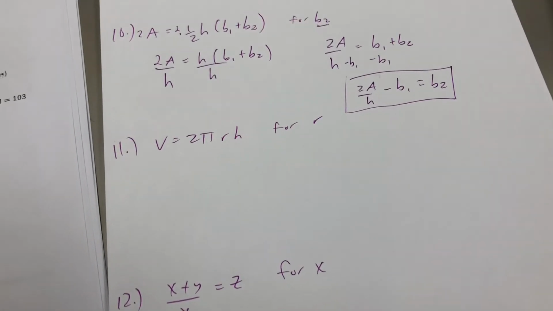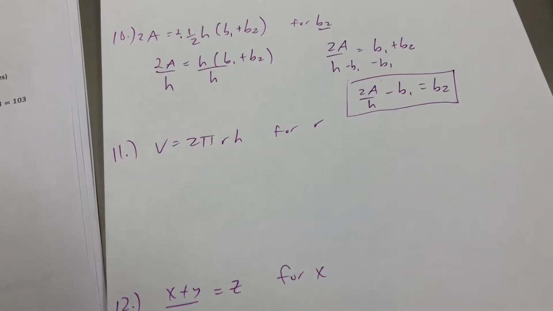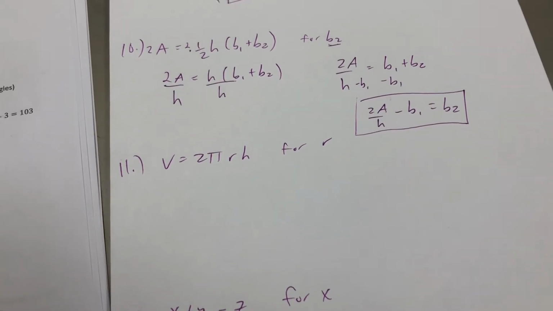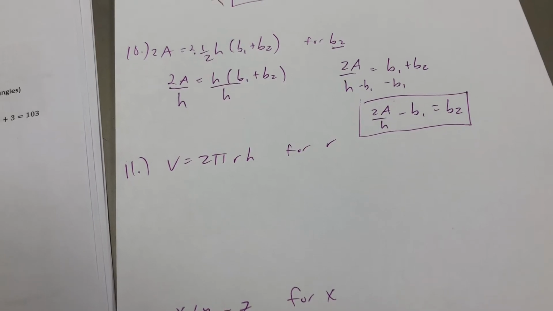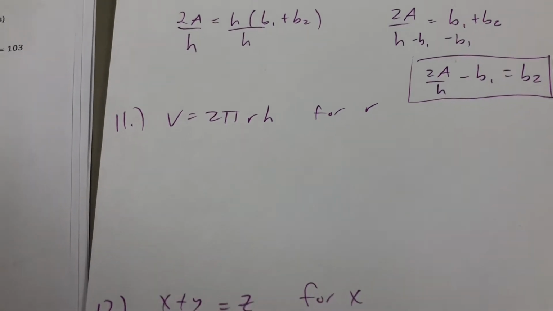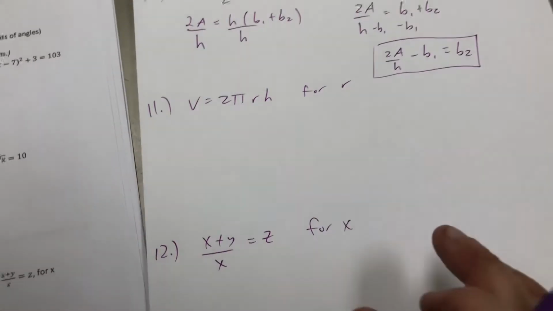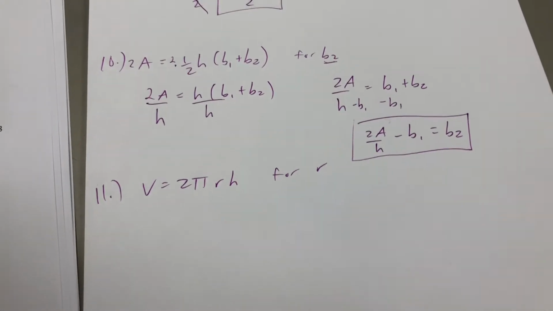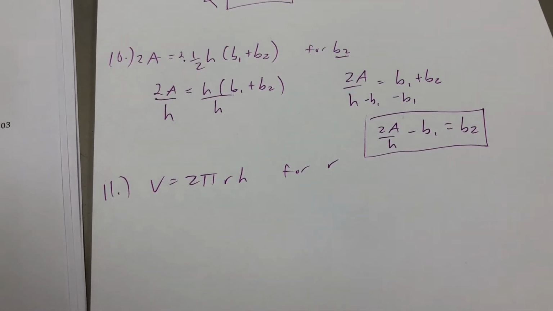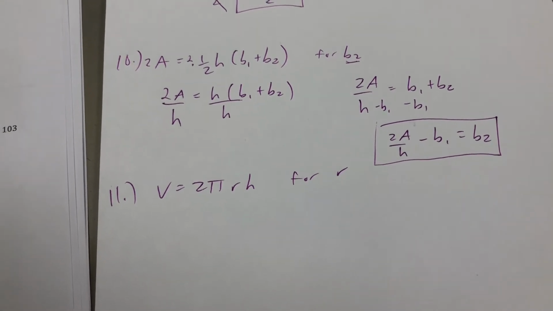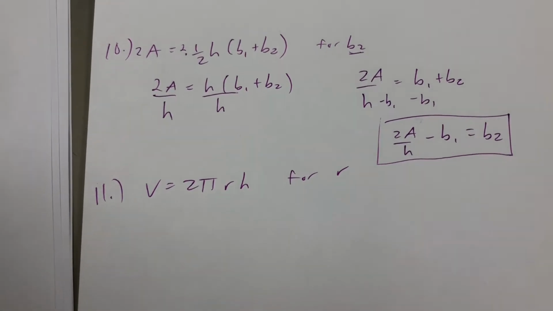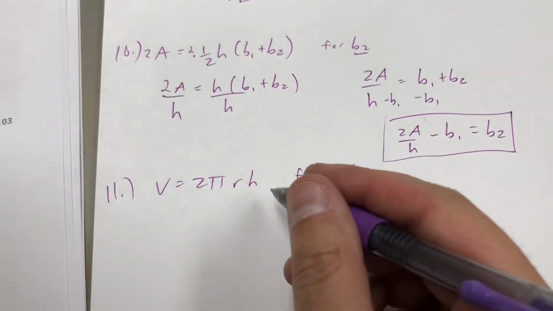All right, volume equals 2 pi rh. That's interesting. Not sure what that is. It's a circumference formula multiplied by, I'm not even sure that's a standard volume formula. Anyway, whatever formula that is, cylinder volume would be pi r squared h. Pi r squared, yeah, times the height. Anyway, whatever this equation is, we want to solve for r, so we want to get the r by itself.